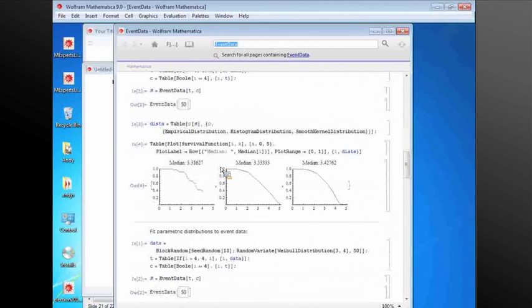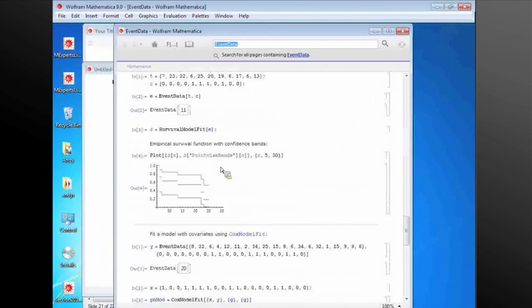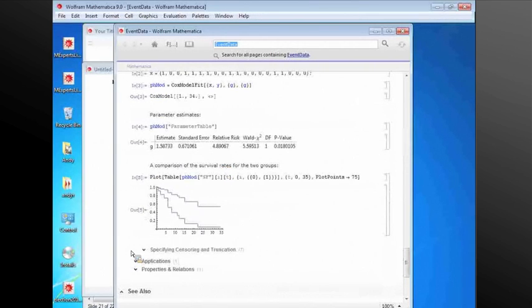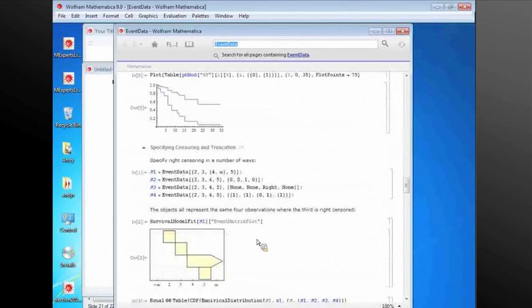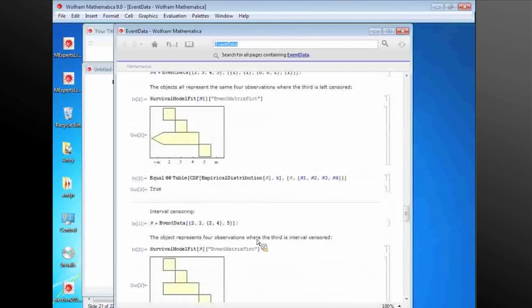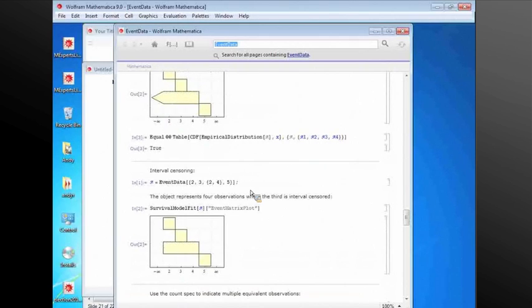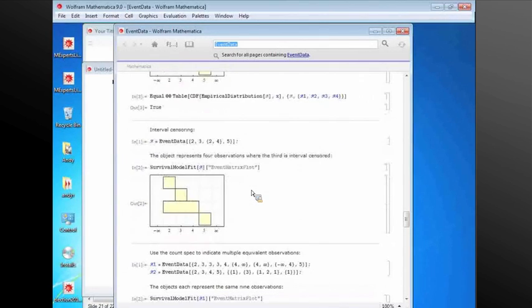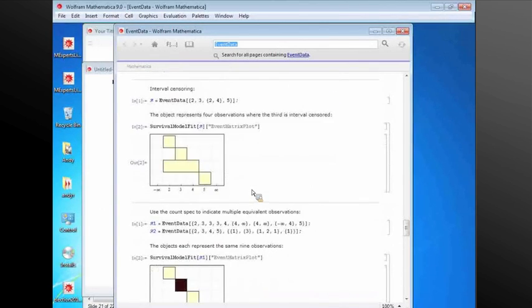Let's look, pardon the scrolling. Yes, specifying censoring and truncation. So each and every kind of censoring and truncation that's handled by EventData is documented there in what I would consider very simple examples to show how to get just that kind of censoring into the system. A lot of the examples that you've shown here have used small data sets. How well does this scale to much larger data sets?